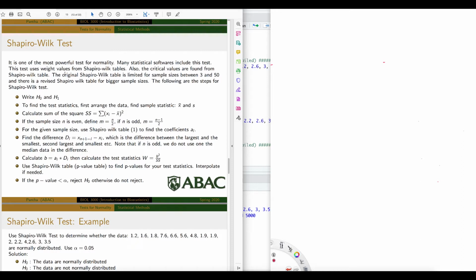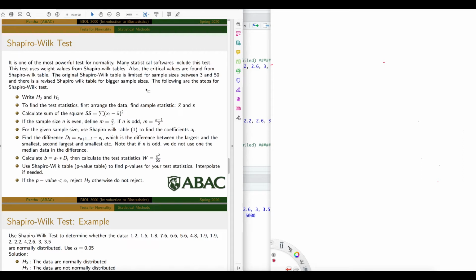This test uses weight values of the Shapiro Wilk tables. There are different tables. You can find that table online. You can just type Shapiro Wilk table. Also, the critical values are found from a Shapiro Wilk table. So there is another table. You can type critical value for the Shapiro Wilk test. The original Shapiro Wilk table is limited to sample sizes between 3 and 50, and there is a revised Shapiro Wilk table for bigger sample sizes.